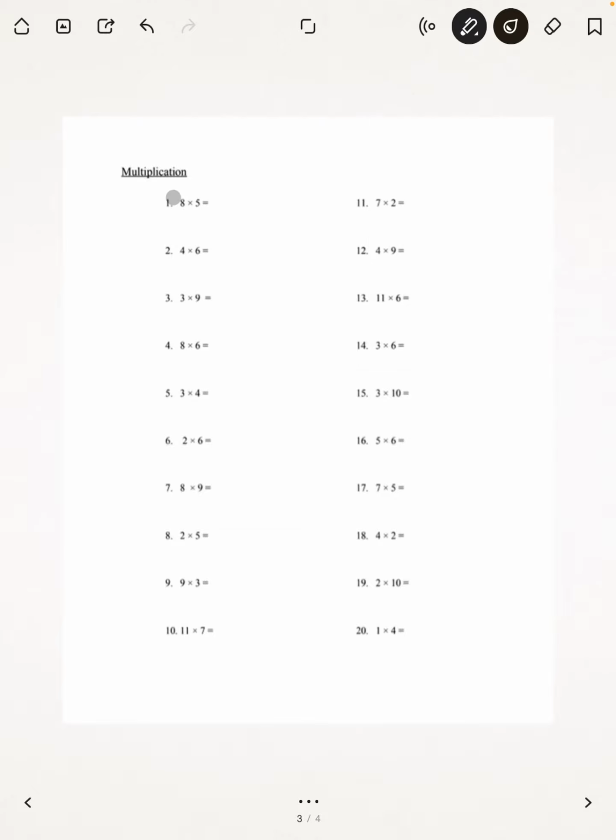Multiplication. Okay, 8 times 5. That basically means 8 plus 8 plus 8 plus 8 plus 8, or you could do 5 plus 5 plus 5, 8 times, and if you do that, you get 40. 2 times 6 basically means 2 plus 2 plus 2, 6 times, or you could do 6 plus 6, and 6 plus 6 equals 12.